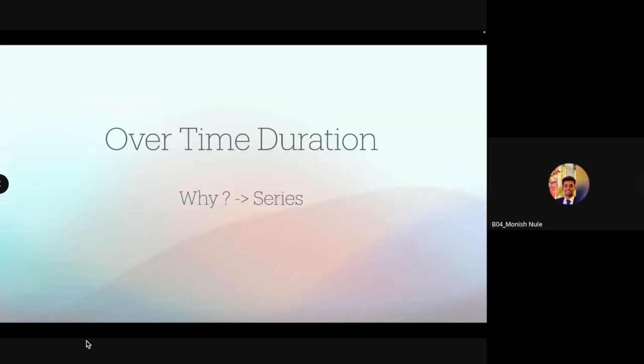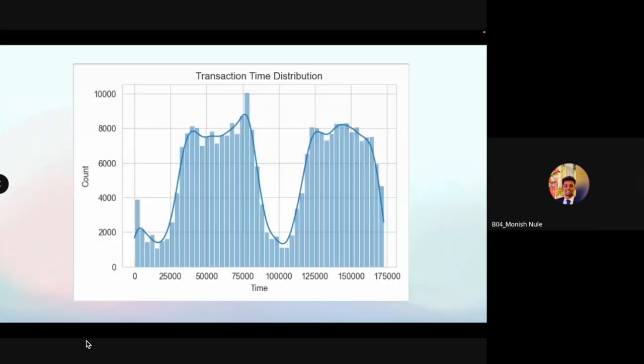On the next slide, we see the over-time duration. Why have I plotted the over-time duration of transactions? Because this is a batch taken from a random day in a random hour, and the axis represents the seconds, up to 175,000 seconds, and 0 to 10,000 is the count of the transactions made during that period of time. As you can see, at around 75,000 seconds, we see the maximum spike in the count of transactions.